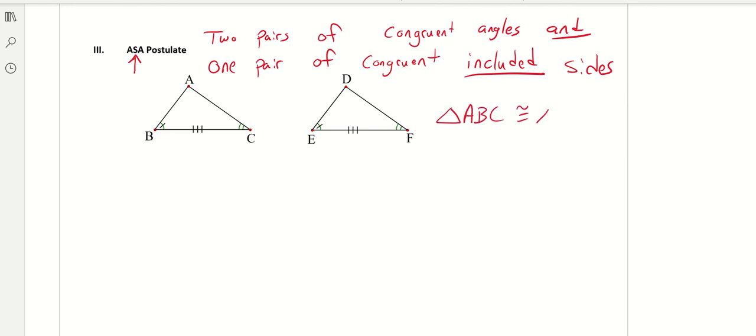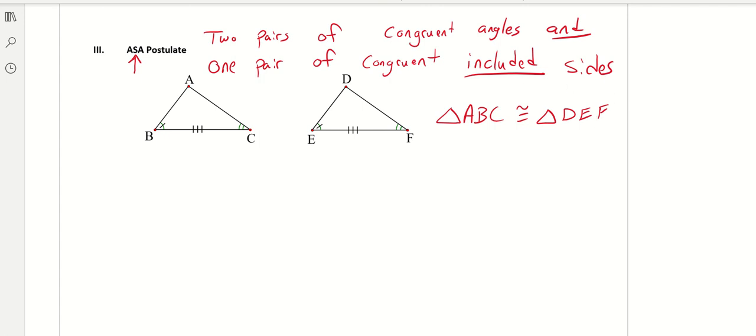is congruent to triangle. Okay, let's go through this carefully. What is A? A is the angle we have no information on. D corresponds to that. We have no information on D. B is the angle that has one tick mark. E is the angle that has one tick mark. And C is the angle with two arcs. F is the angle with two arcs. So your congruency statement has to have A in the same position as D, B in the same position as E, and C in the same position as F.